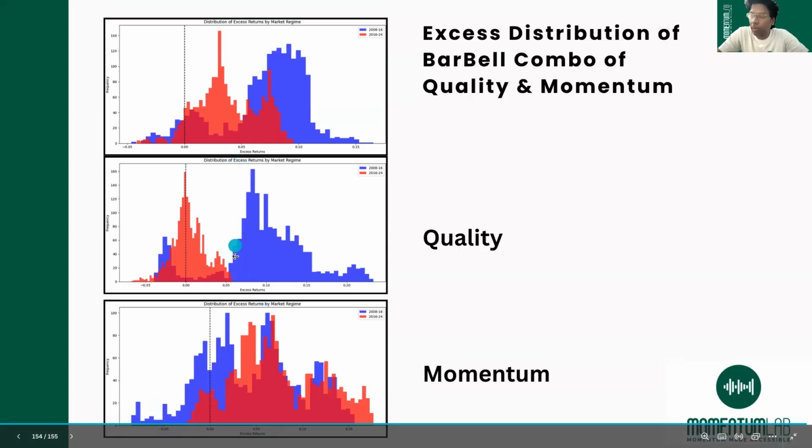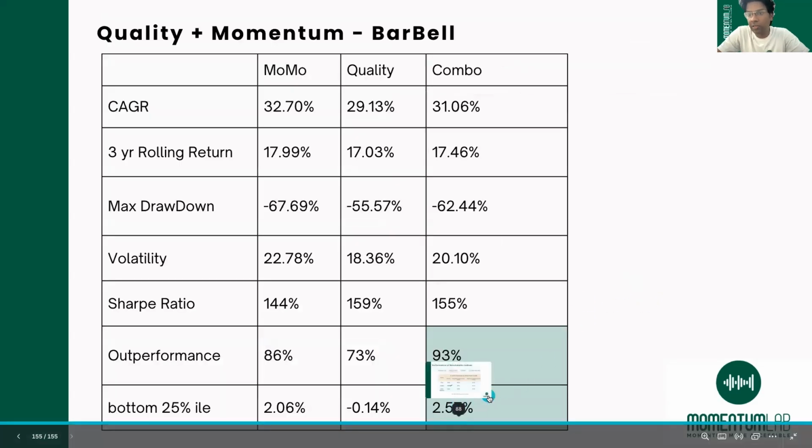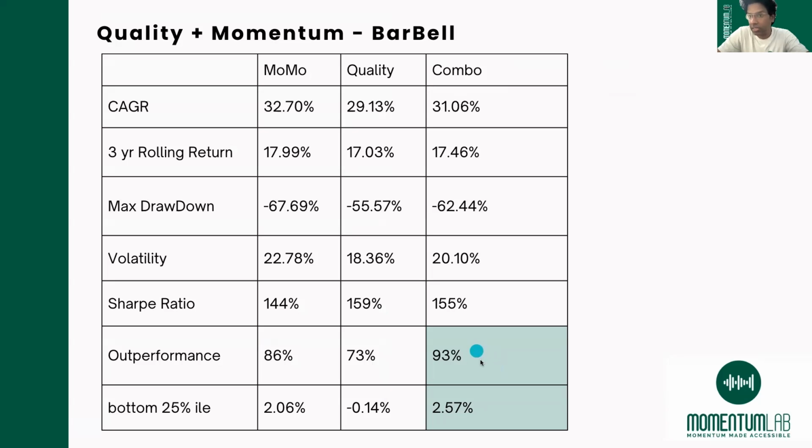And thereby, you see that with the combination of these two, the distribution skews or moves towards the right, and there are very few data points on the negative side. In fact, it gets cut off at minus 4%. If you see the bottom 25 percentile, it is at 2.57%, which is better than the momentum 25 percentile value of 2.06, as well as better than the quality minus 0.14. And also the outperformance is at 93%, which is again better than 86% of momentum and 73% of quality. The rest of the values are sandwiched between these two factors, momentum and quality.